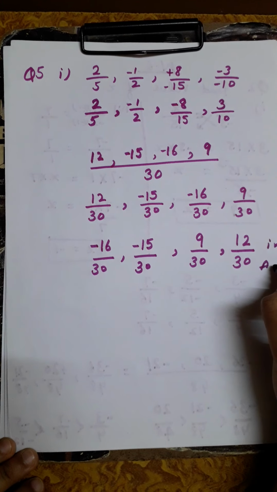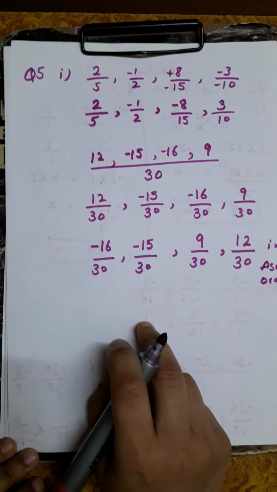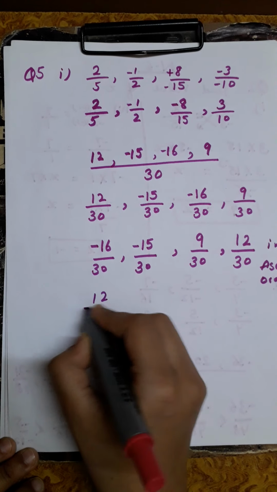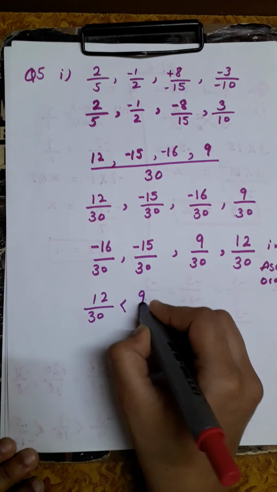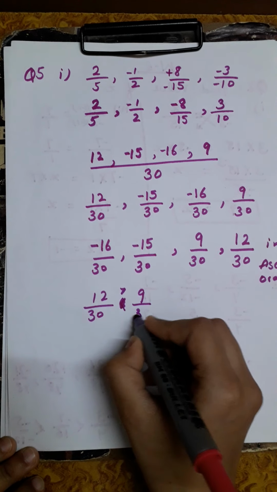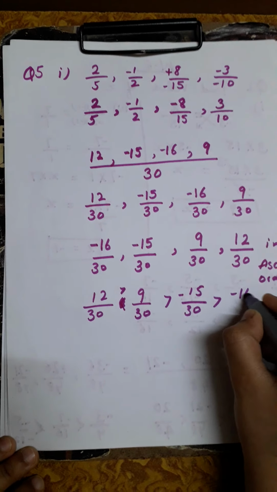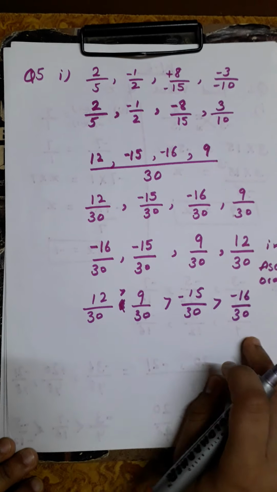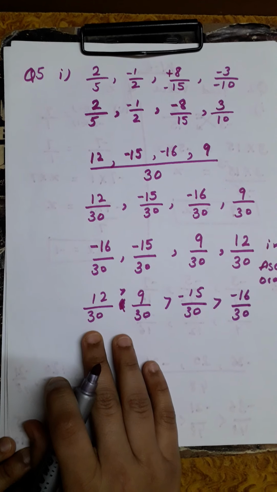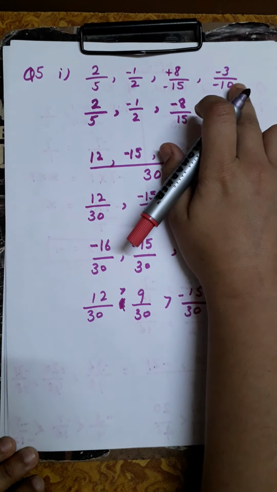In ascending, but in our question it's given that we have to write in descending order. So our order will be 12 upon 30, 9 upon 30, minus 15 upon 30, and then minus 16 upon 30. So these are in descending order, but in our question it was not given in this form. So first of all, we'll convert into whatever form is given in the question.